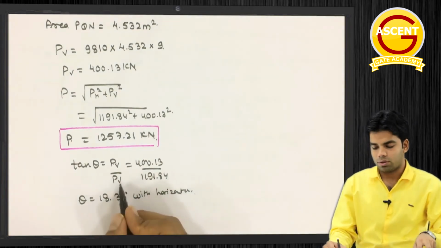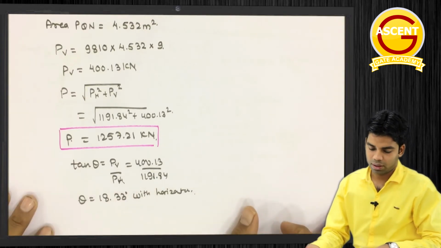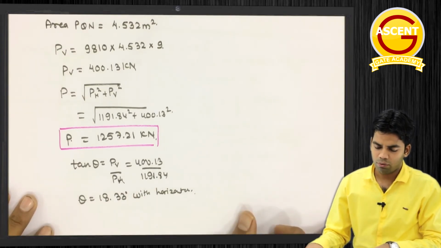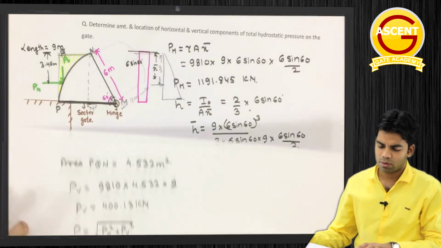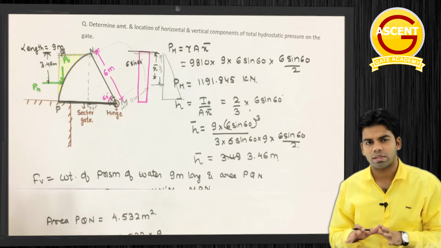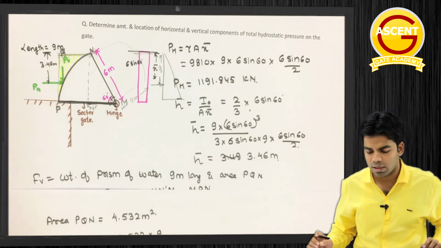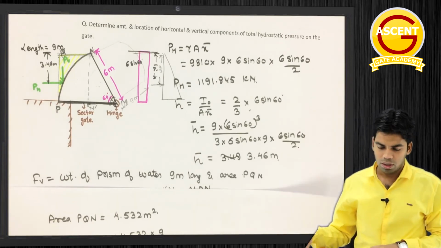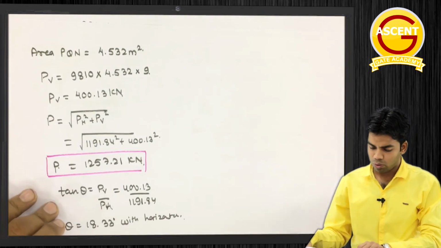18.33 degree with horizontal. PV upon PH, because we have taken. Getting this? So this is how we can determine. Obviously, such lengthy questions will not come in the exam, but this is necessary to understand such questions, because many concepts get clear from such questions. Okay, so we will solve one more question.